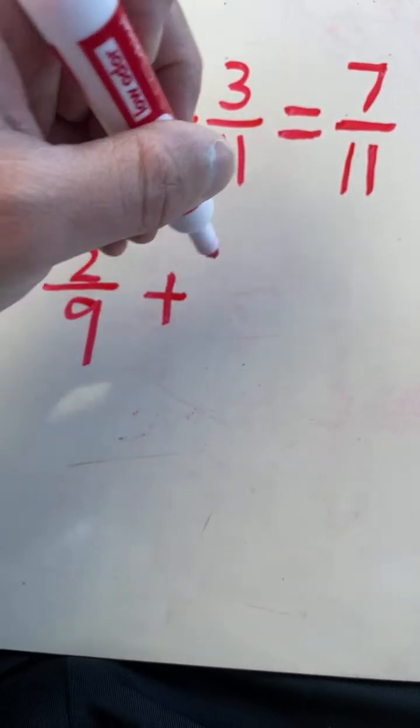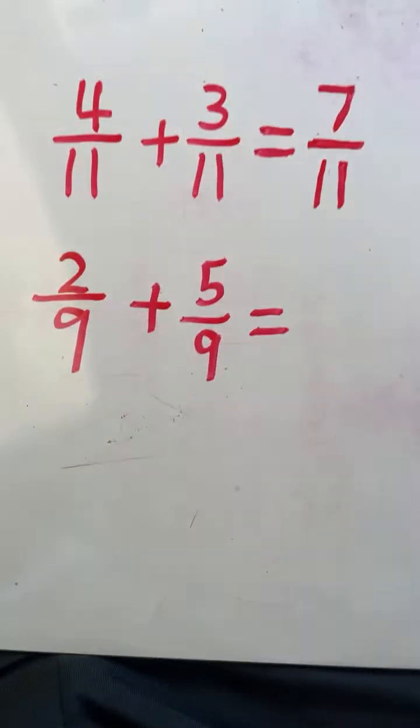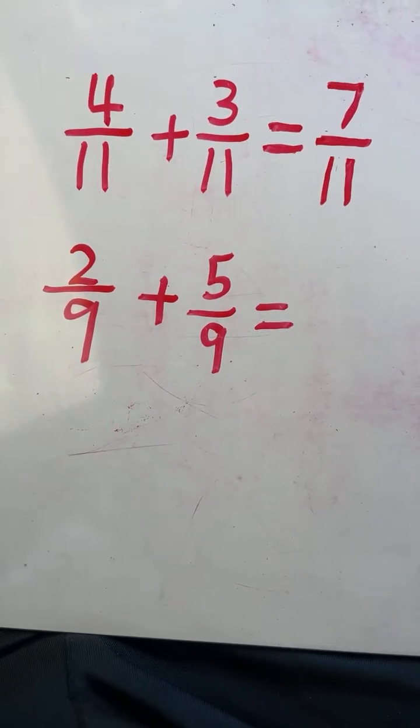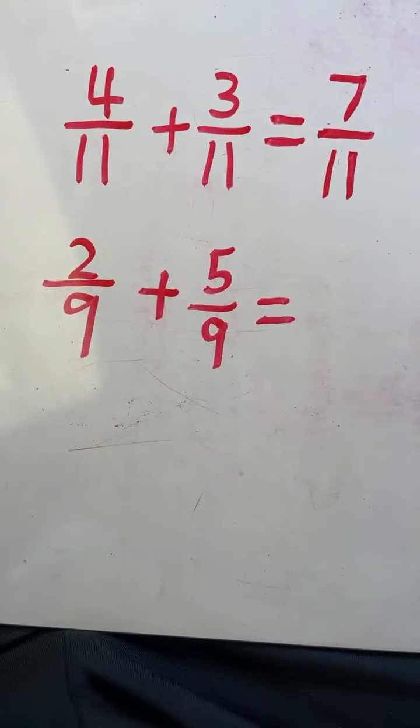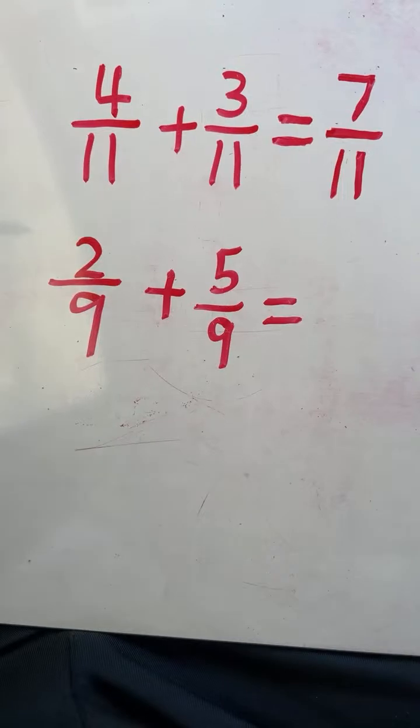2 9ths plus 5 9ths. So, adding fractions with like denominators, we start out by adding our numerators, aka the top numbers. What does 2 plus 5 equal? 2 plus 5 equals 7.